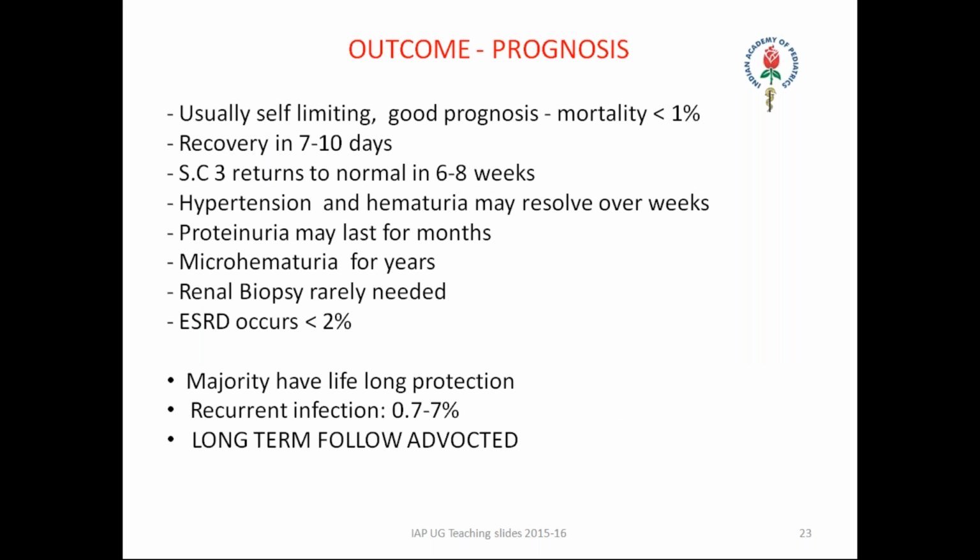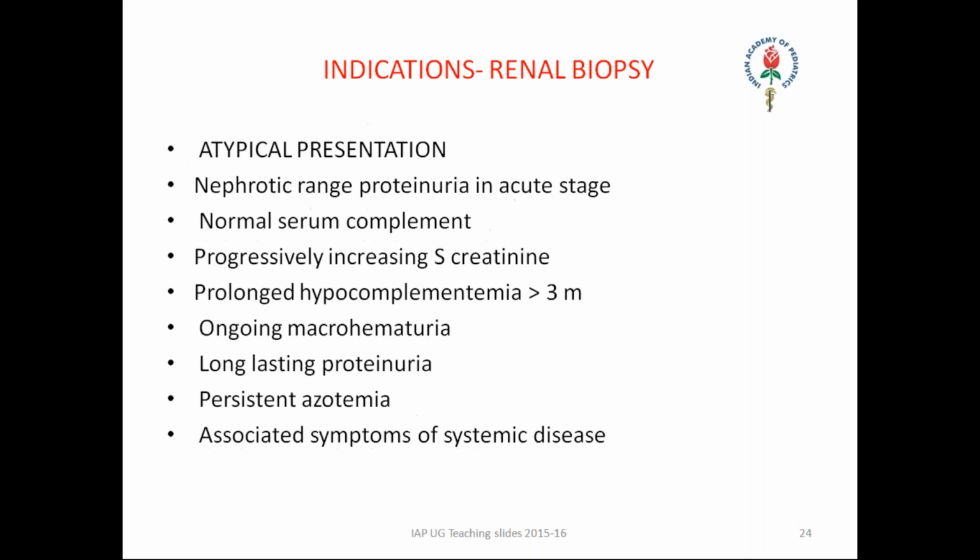Outcome or prognosis: self-limiting, good prognosis, mortality less than 1%. By 7 to 10 days it recovers. C3 levels normalize by 6 to 8 weeks. Hypertension and hematuria take some weeks to recover. Proteinuria may last for some months, and microscopic hematuria for years. Renal biopsy is rarely indicated, and end-stage renal disease is less than 2%. The majority have lifelong protection, recurrent infection is low, and long-term follow-up is advocated.